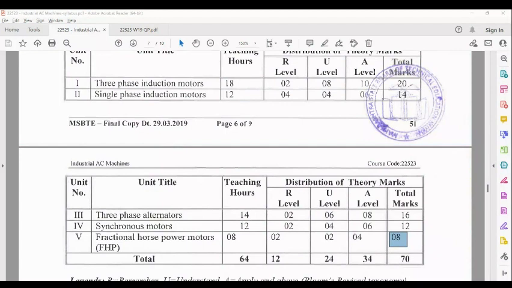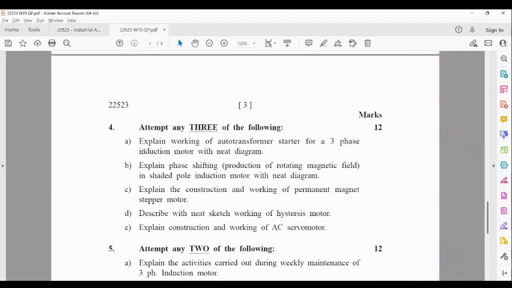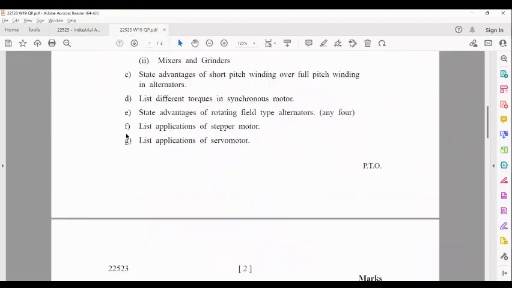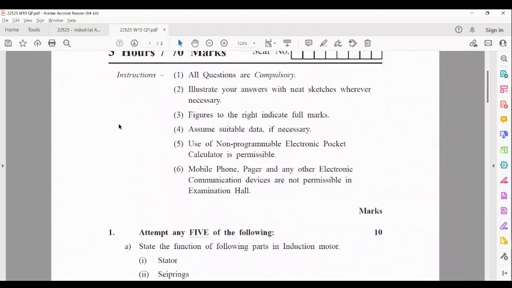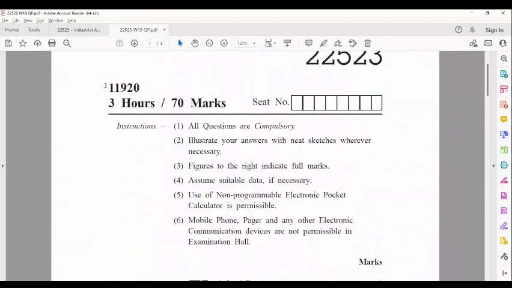Now let us look at the question paper. So this is the question paper of winter 19.